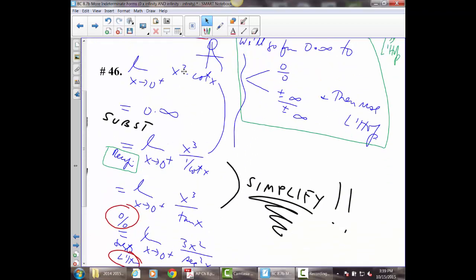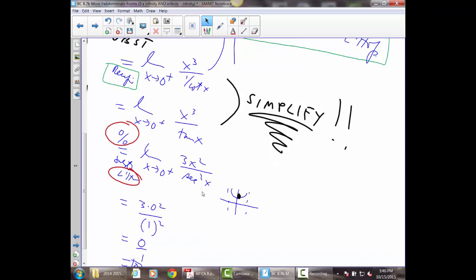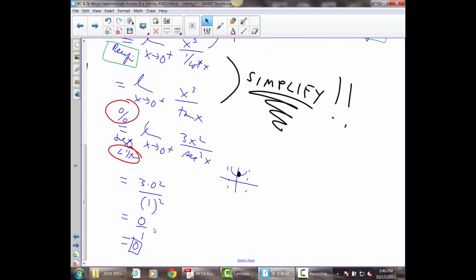So I'm going to leave the x cubed on the top. And instead of times cotan, I'm going to divide by 1 over cotan. So I'm using the reciprocal. Then I'm going to rewrite 1 over cotan as tan itself. And now I'm going to substitute, and I'm going to get 0 over the tan of 0, which is 0. I now can use L'Hopital's. That was the whole point of doing what we did. I'll plug it in, and I'll get 3 times 0 squared over 0 squared plus 1 squared, over 1 squared, which will be 0 over 1 or 0.